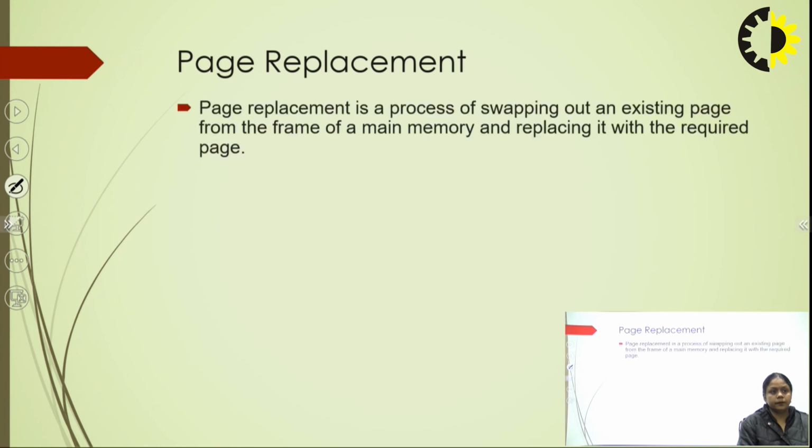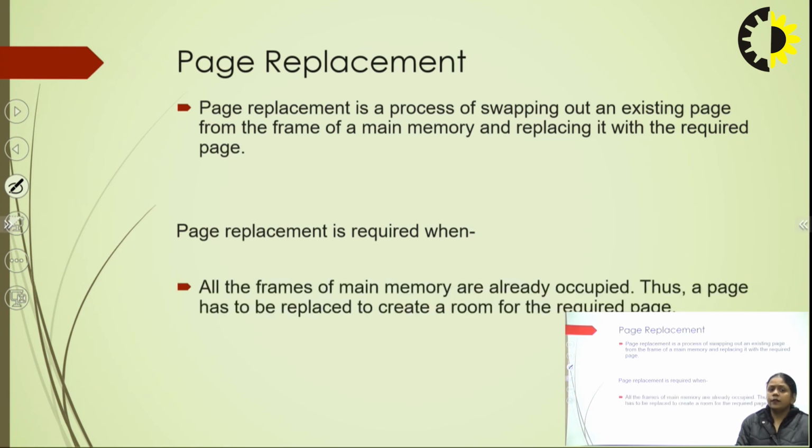Now, what is the meaning of page replacement? Page replacement is a process of swapping out an existing page from the frame of main memory and replacing it with the required page. This is known as page replacement. When page replacement is required, all the frames of main memory are already occupied. Thus, a page has to be replaced to create room for the required page. So, we have only a limited size of memory, so we have to replace some pages with new pages when we require a new page in the computer.